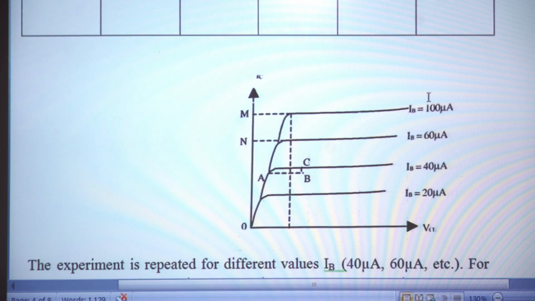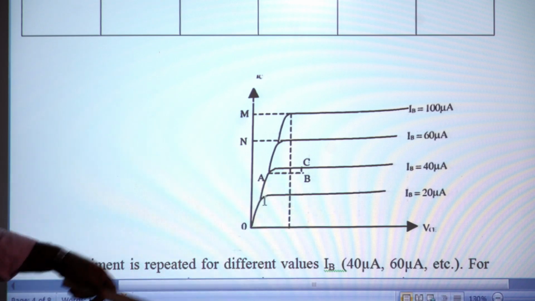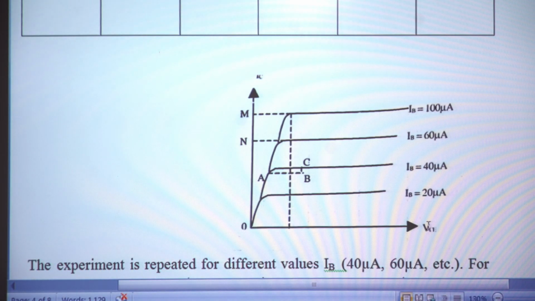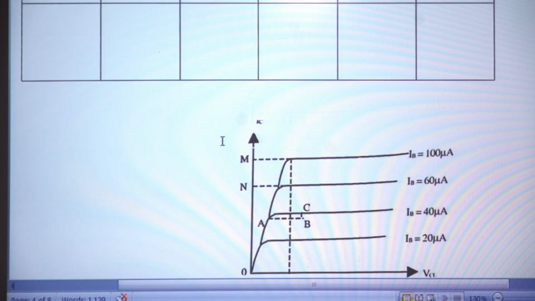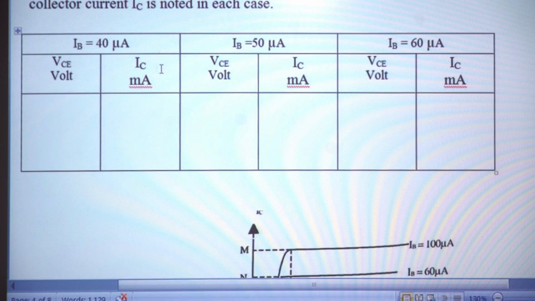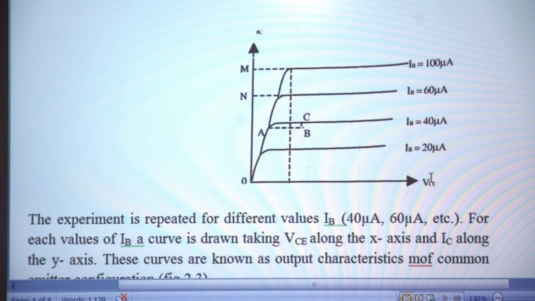At constant values of IB, say IB equal to 20, 40, 60, 100 microampere, we plot the curves. The first curve is when IB is equal to 20, the lower one, plotted between VCE along the x-axis and IC along the y-axis. The second curve is plotted at an IB value of say 40 microampere, and the third one is plotted at an IB value of 60, and so on. So, this is the nature of the curve.